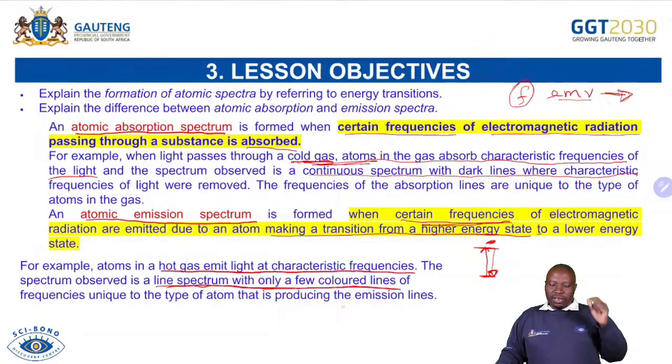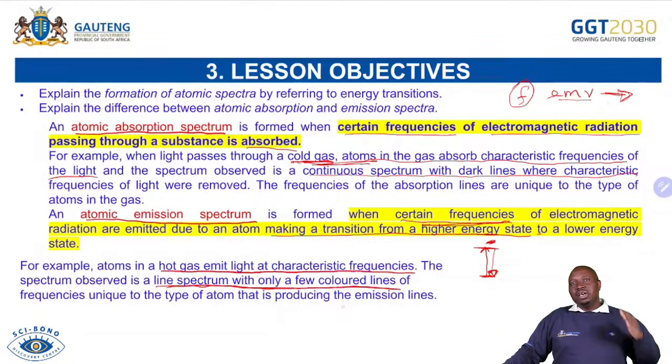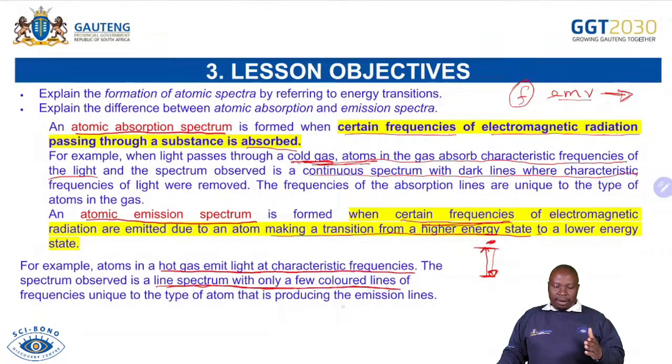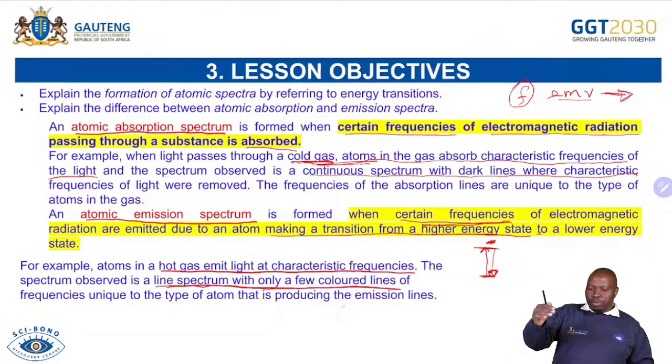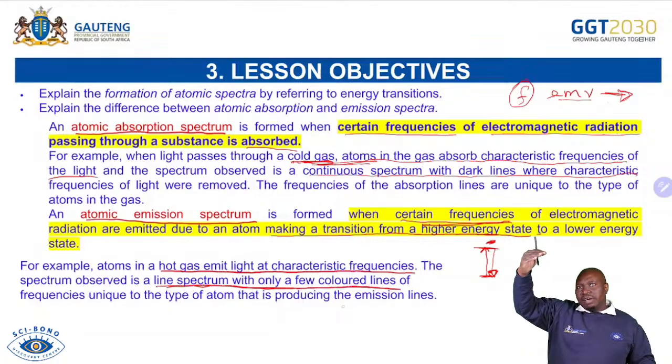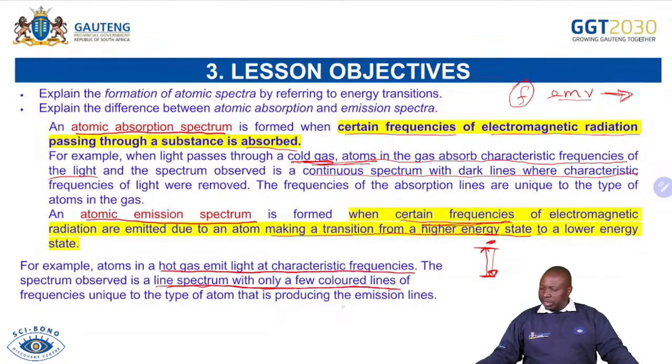But for emission, these certain frequencies of electromagnetic radiation are emitted. They are emitted due to an atom making a transition from a higher energy level to a lower one. So don't just say certain frequencies of electromagnetic radiation are emitted. You must be able to tell us why they are emitted. They are emitted because the atom is transitioning from a higher energy level to a lower energy state. Thank you very much in terms of that.